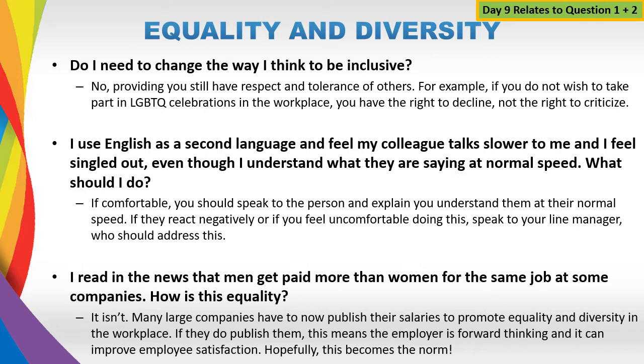Some people say, I use English as a second language and feel that my colleagues talk slower to me and I feel singled out, even though I understand what they're saying at normal speed. What should I do? In this case, if you're comfortable, you should speak to the person who is speaking slowly to you and explain that you understand them at their normal speed. If they react negatively, or if you're not comfortable doing this, then you can speak to your line manager, who should address this, because this is part of an inclusive equality and diversity environment at work.